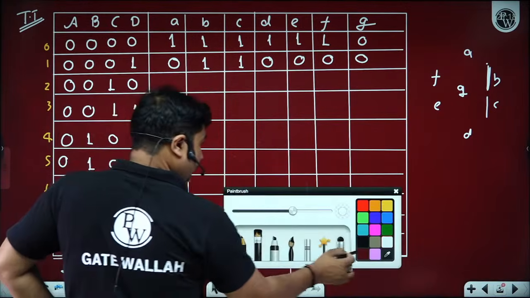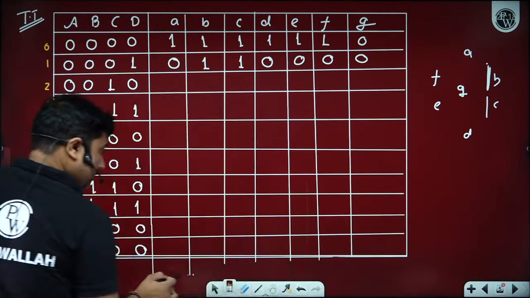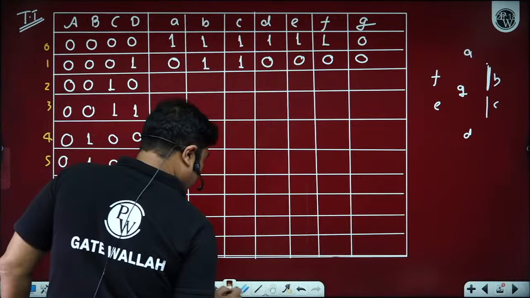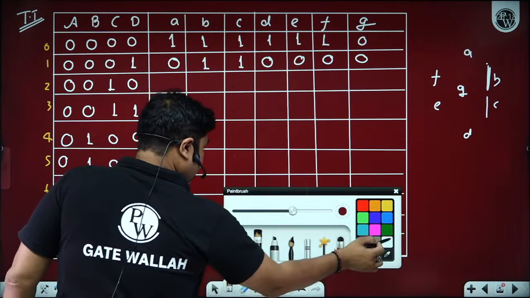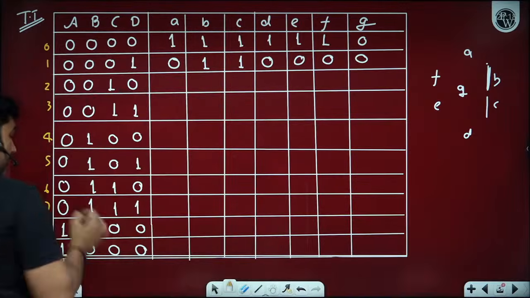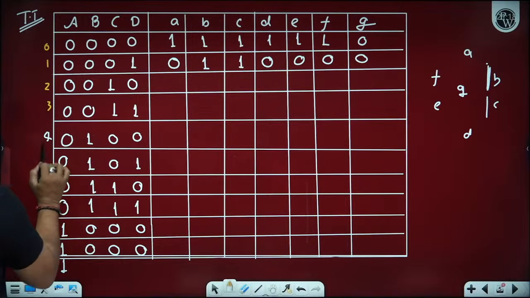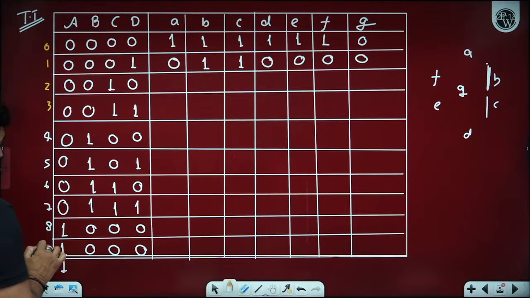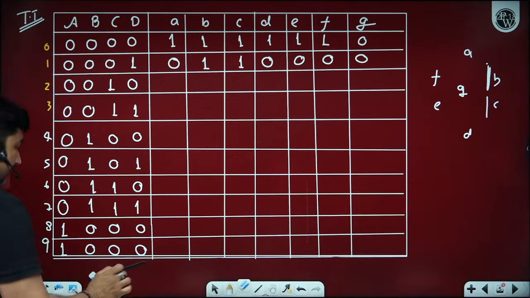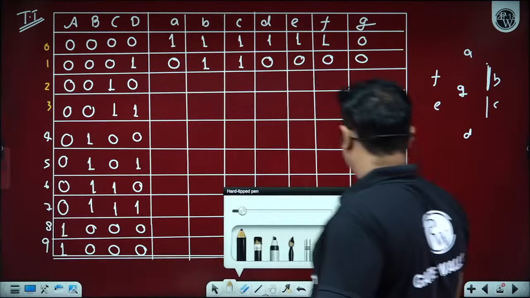Okay. I made 3 twice, so kindly correct it. This is your binary of 0, 1, 2, 3, 4, 5, 6, 7, 8, 9. Is it okay? Yes, sir.